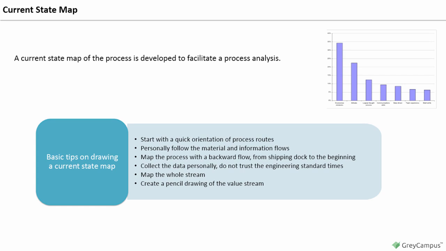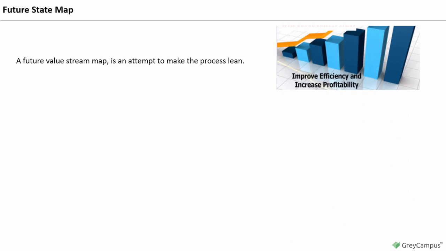Lead time, LT, the time it takes one piece of product to move through all of the processes. Cycle time, or CT, the time it takes a piece to complete an individual process. Future state map. A future value stream map is an attempt to make the process lean. This involves creativity and teamwork by the value stream manager and the lean team to identify creative solutions. Everything the team knows about lean manufacturing principles is used to create the process of the future.